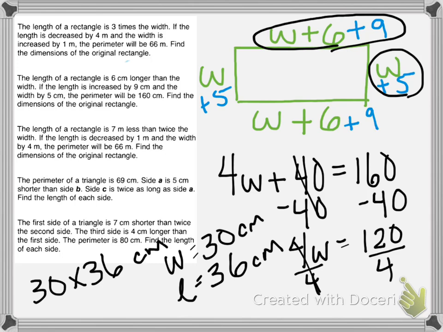Now, I like to do a little quick check step. I like to add all those up, make sure they give me 160. And I also like to do a little quick check step to make sure that the original still works. If I have W, the length is W plus 6, yes. If I have 30, then 30 plus 6 is the length. So those are my check steps.